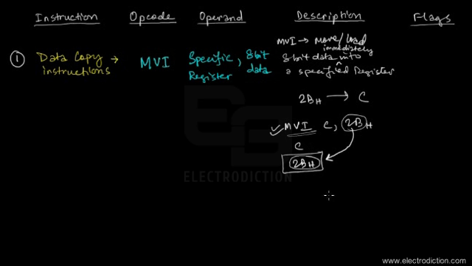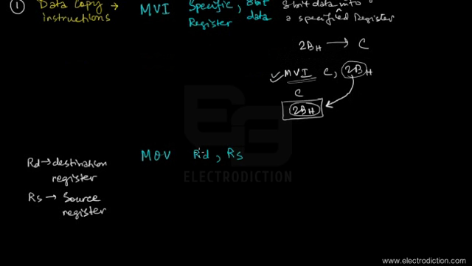Now the next type of data copy instruction is the move instruction. This instruction MOV refers to move. It refers to moving a byte of data from one register to another. So the operands of this instruction are the registers themselves. You can see that there are two types of registers mentioned here. One is RD and the other is RS.